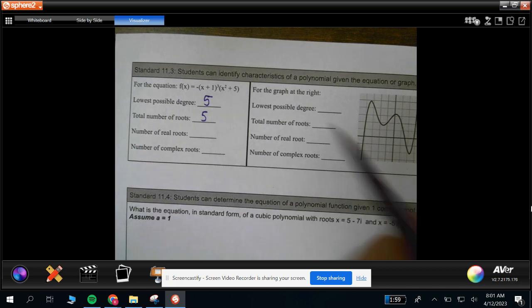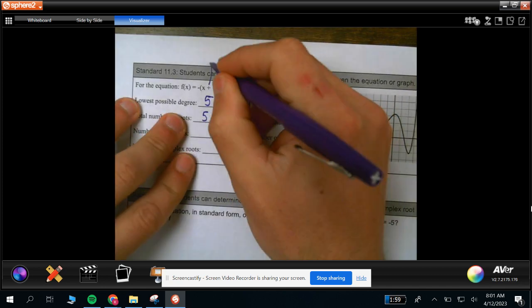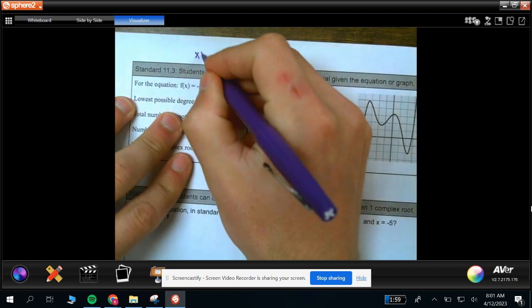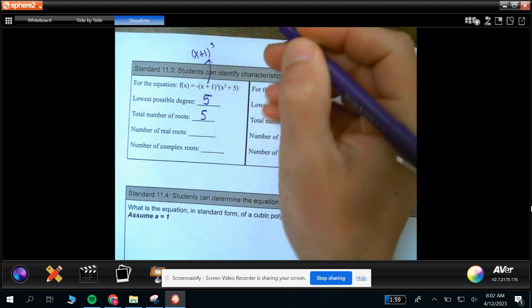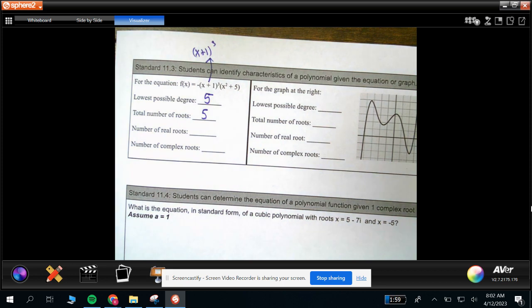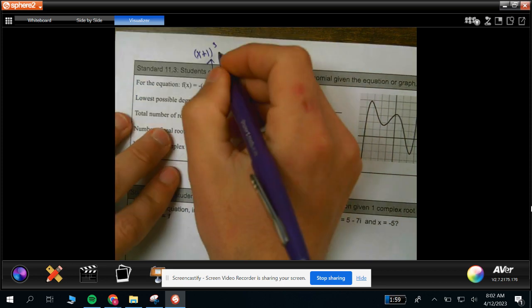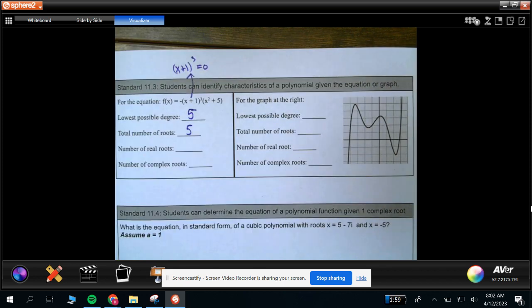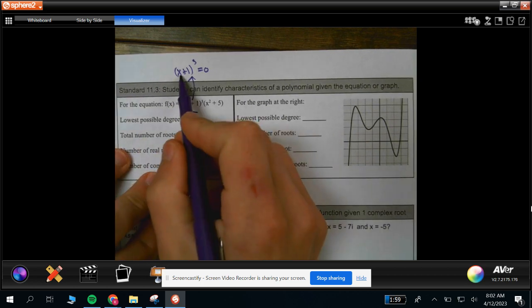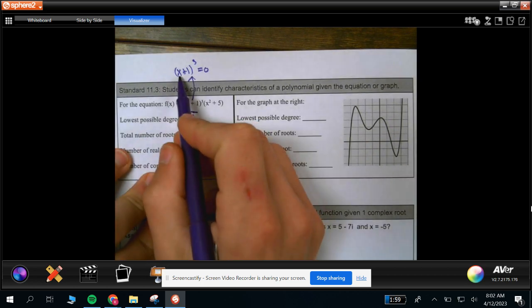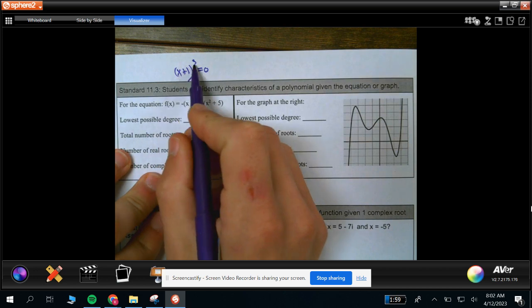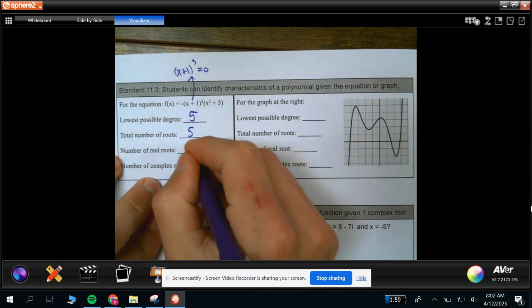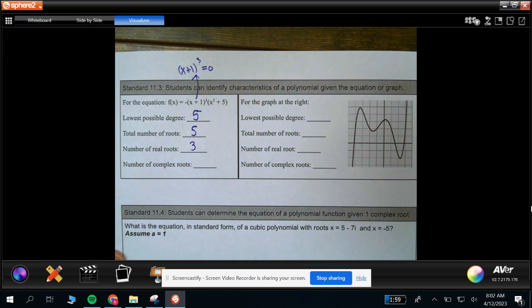For this, we have to look at each factor. So this one, x plus 1 cubed. Well, what would make that equal to 0? Could we see that in a graph? Could we solve that? Yeah. That just means x needs to be negative 1. There's a triple root at negative 1. And how many roots are there? 3. It's a triple root. So there are 3 real roots.